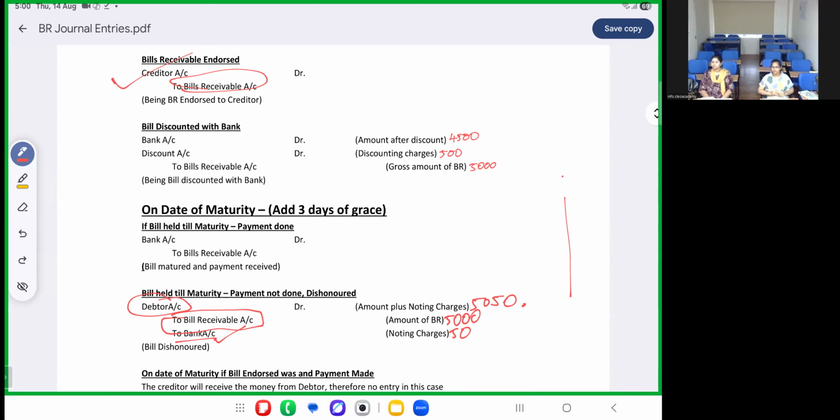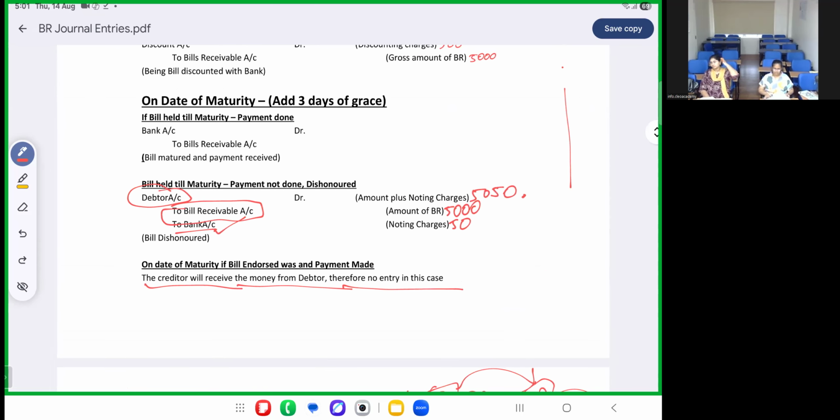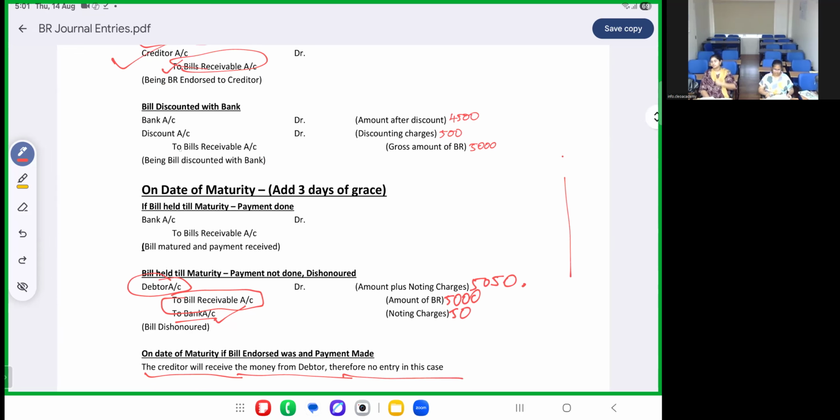What we have to do is collect it from the debtor and pay our creditor. As and when we have endorsed, we have already closed the bills receivable account. Getting my point? That's why bills receivable is not coming here in endorsement. Same thing for discounting also. When we are discounting the bill, we are closing the bills receivable account, and we are getting the amount after discount. The bill is discounted with the bank and we get the amount, so our bills receivable account is closed.